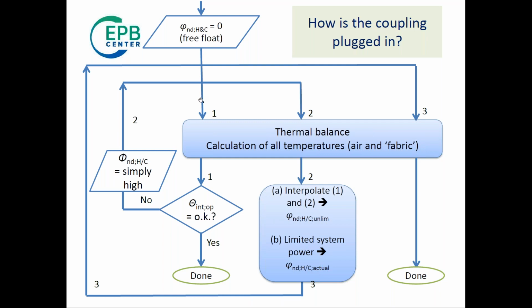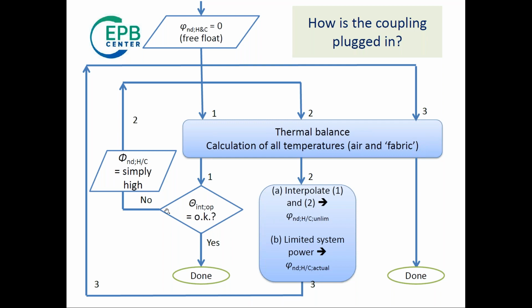For each time step, it starts with the calculation of the thermal balance without heating or cooling, and then you will get the operative temperature, and it then is checked whether this operative temperature is within the set point for the heating and cooling. If that's the case, then you're done for this time step. You can go on for the next time step.